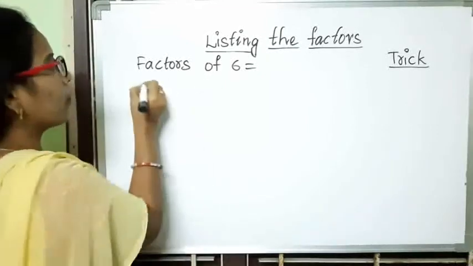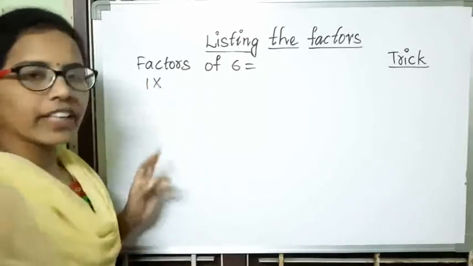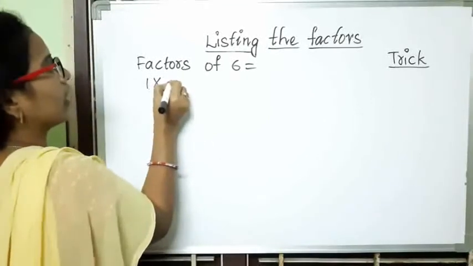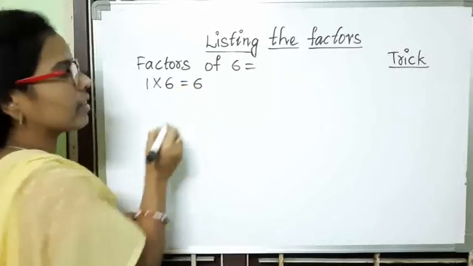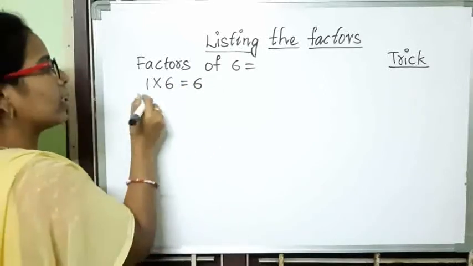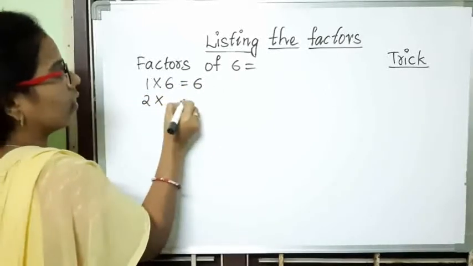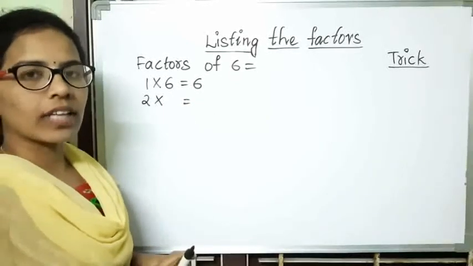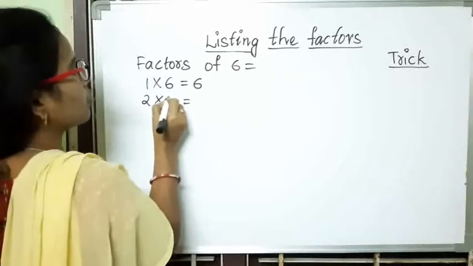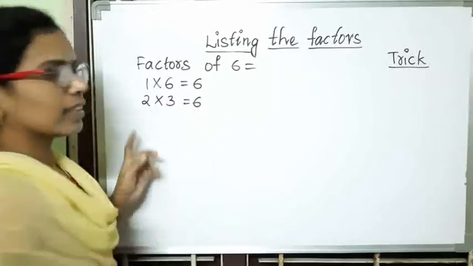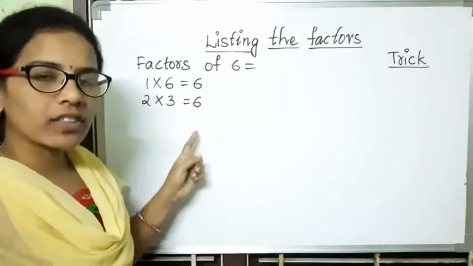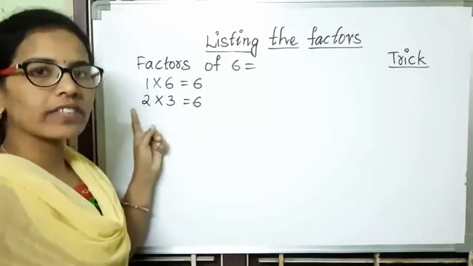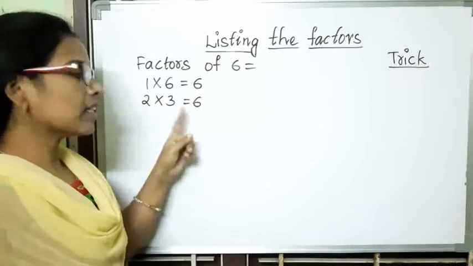Let's start with number 1. We all know that 1 is a factor of every number. So 1 times 6 equals 6. Let's take the next number, that is 2. 6 comes in the table of 2. So 2 times 3 equals 6. That means 2 and 3 are the factors of 6. 6 is a multiple of 2. That means 2 divides 6. 2 times 3 equals 6.